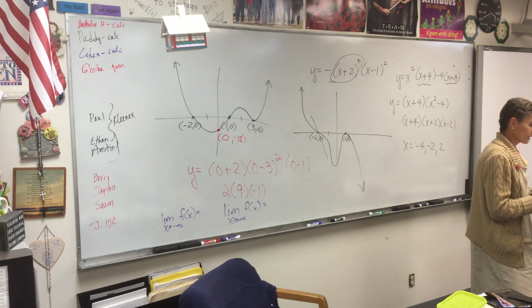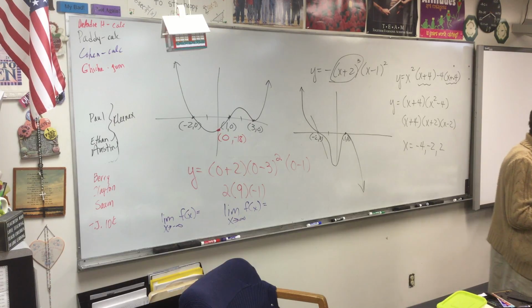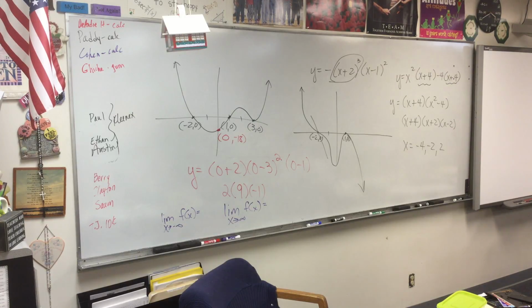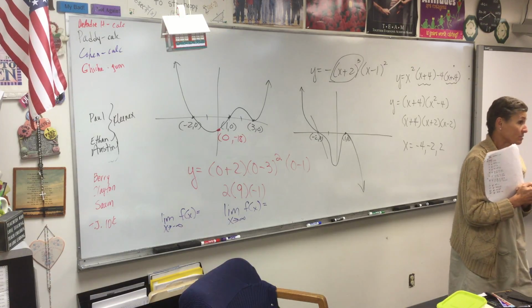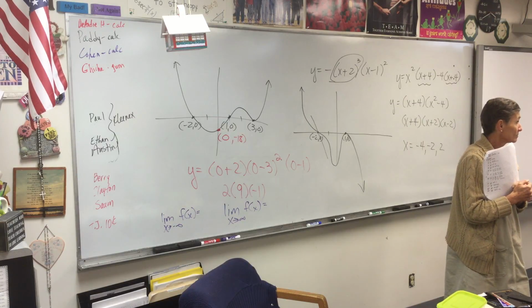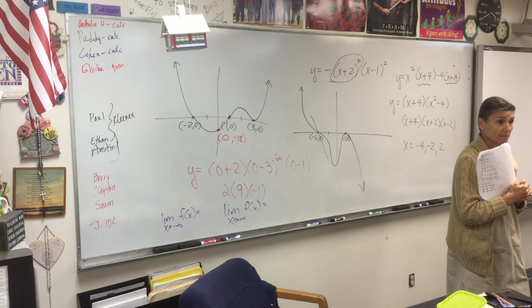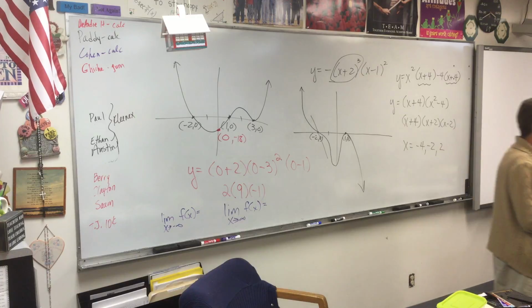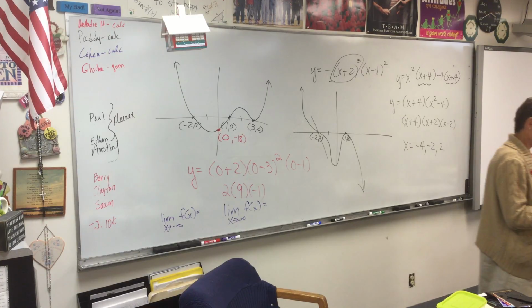Now, B is a no. Does anybody have an idea about why it would be a no? Negative exponent. So polynomial functions cannot have negative exponents. Okay, you might want to make a note of that. Polynomial functions cannot have negative exponents.